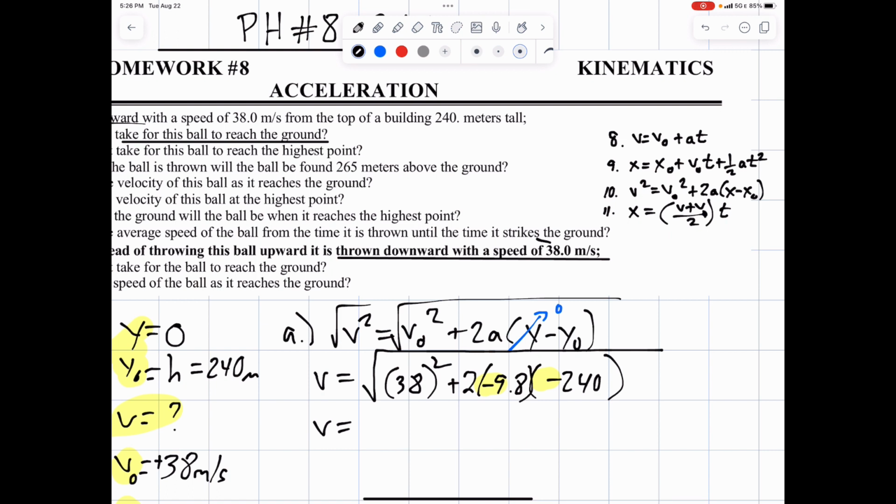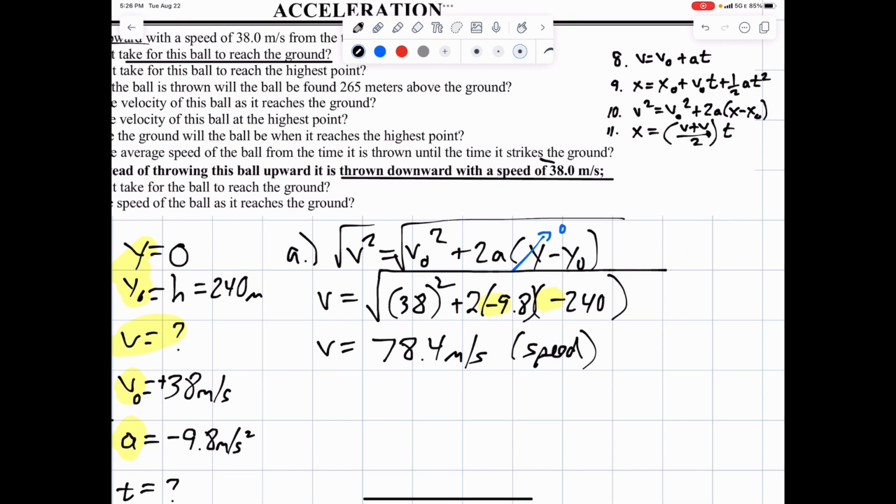When I take the square root of that, I get roughly about 78.4 meters per second. Now that's the speed, mind you, okay? This would be the speed, the absolute value of. So we got to be thinking now, since the ball is going downward when it hits the ground, the velocity would just be a negative version of that, the negative accounting for the direction. So the speed is the absolute value, or just the magnitude of velocity. The velocity needs the negative to indicate direction.